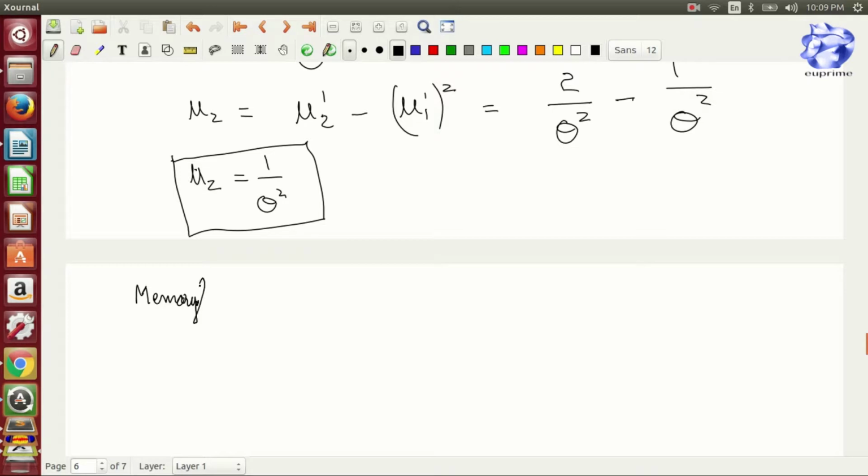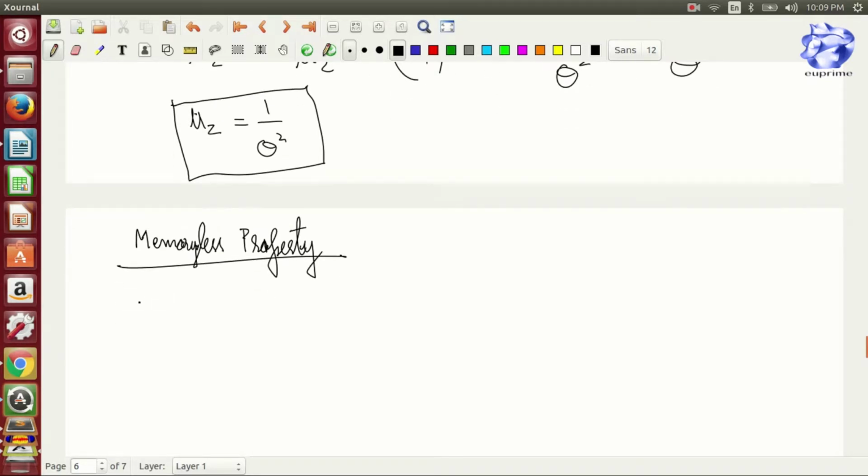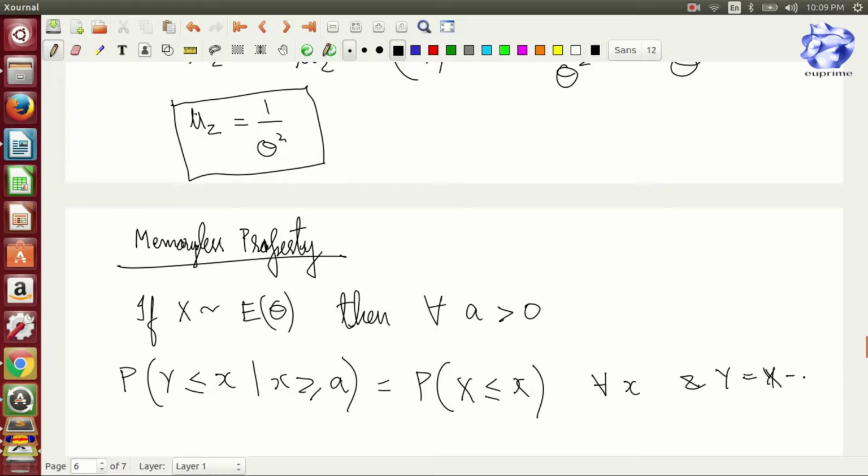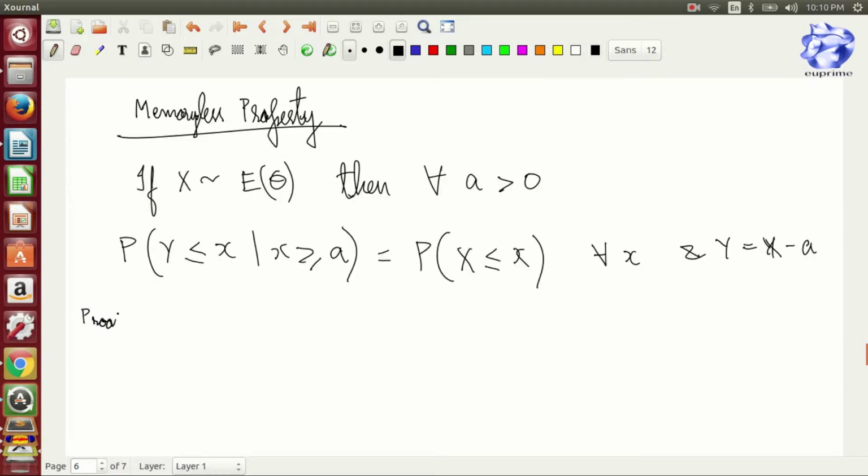Exponential distributions have a property called the memoryless property, where a random variable x, which is defined by exponential of theta, and for all a greater than 0, the probability of y less than or equal to x, given that x is greater than or equal to a, is the probability of x less than or equal to small x for all x, and y is equal to x minus a. So here's a small proof of this property.